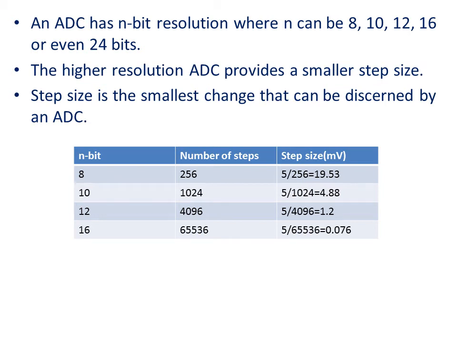An ADC has n-bit resolution where n can be 8, 10, 12, 16 or even 24 bits. The higher resolution ADC, that is analog to digital converter, provides a smaller step size, where step size is the smallest change that can be discerned by an ADC. This is shown in the table.